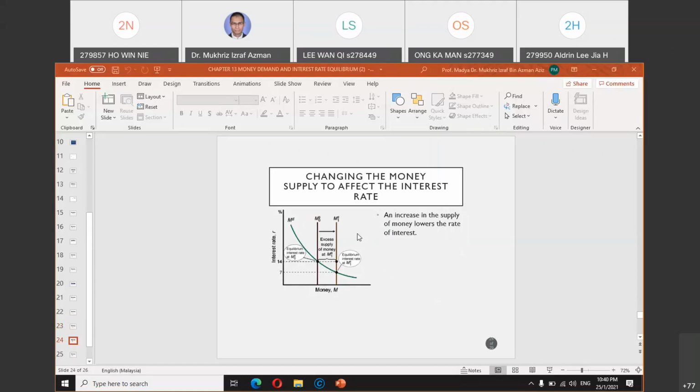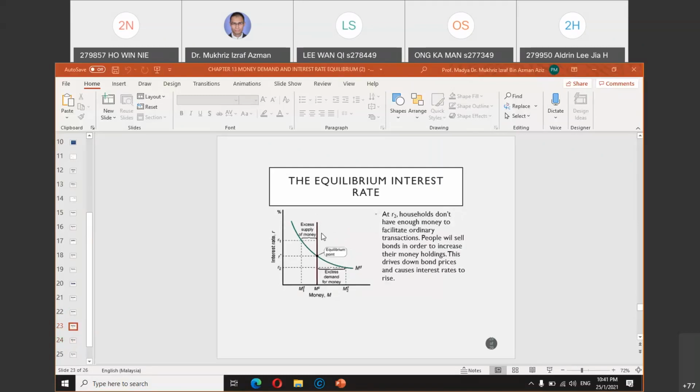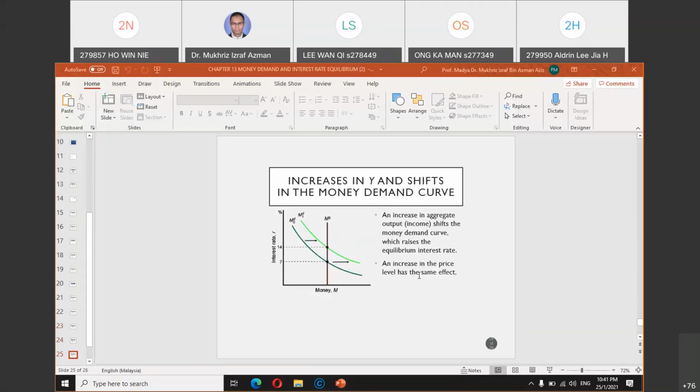Also, what happens if money supply increases from M0 to M1? Interest rate will fall. But basically you need to understand why money supply is vertical. Vertical means it is not related to interest rate. Interest rate only affects the money demand, not the money supply. And here, the same thing: when money demand increases due to an income increase, for example, what happens to the interest rate?